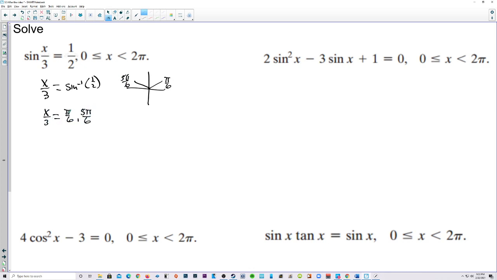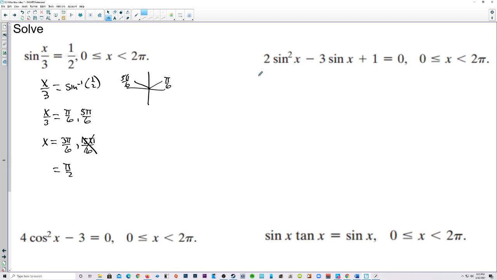But now we're going to multiply by 3. So x is equal to 3 pi over 6 and 15 pi over 6. But that's equal to pi over 2. And 15 pi over 6 is an answer, but that's more than 2 pi. So x can't be 15 pi over 6.